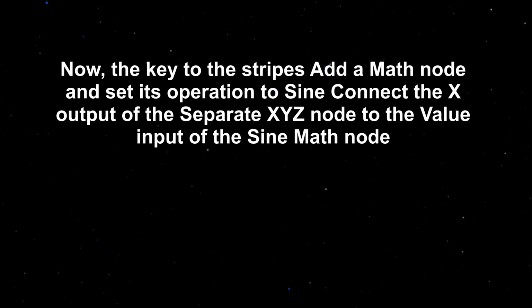Now, the key to the stripes: add a Math node and set its operation to Sine. Connect the X output of the Separate XYZ node to the Value input of the Sine Math node.